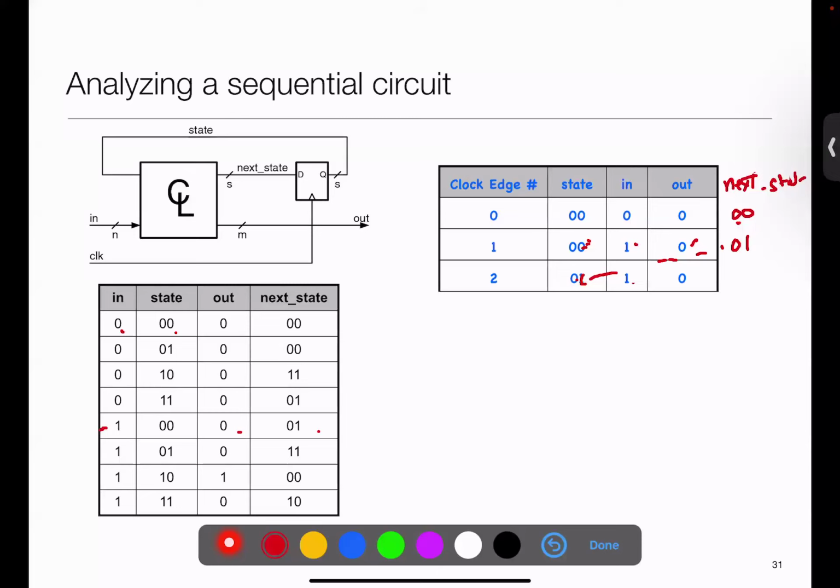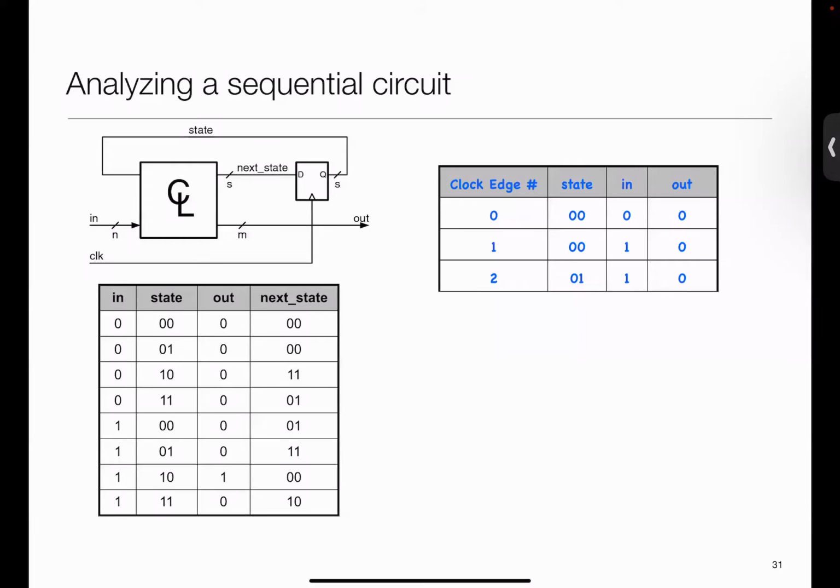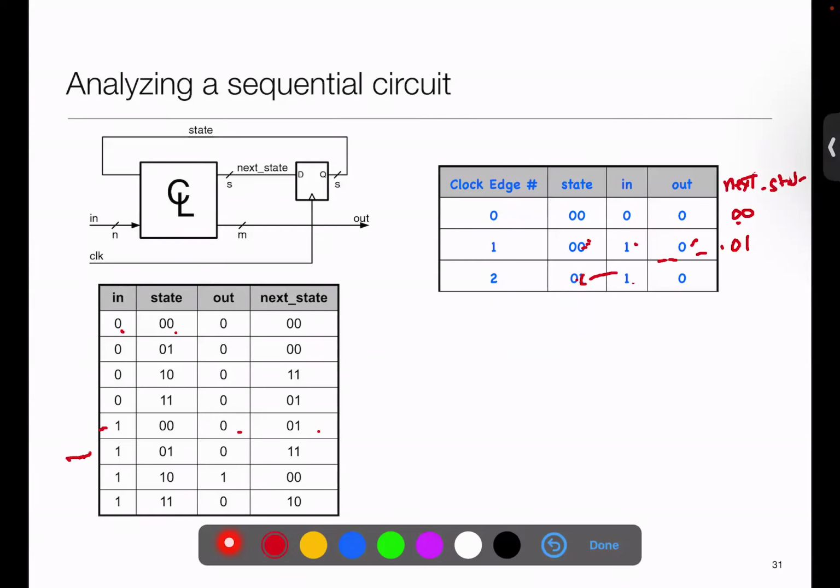So what will happen now? So 0, 1, 1, right? So state is 0, 1, input is 1. So we are in 1, 0, 1, right? This value here. And so next state becomes 1, 1.